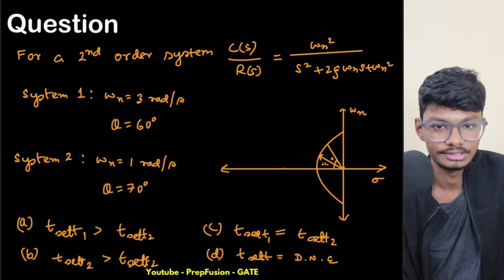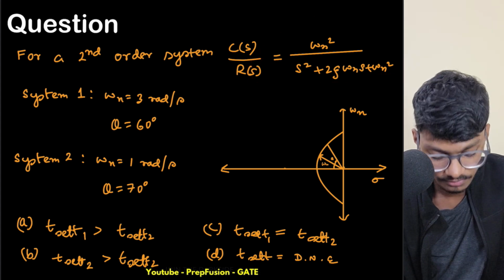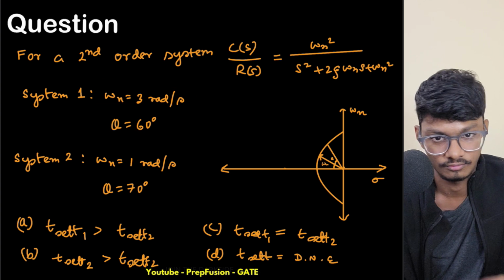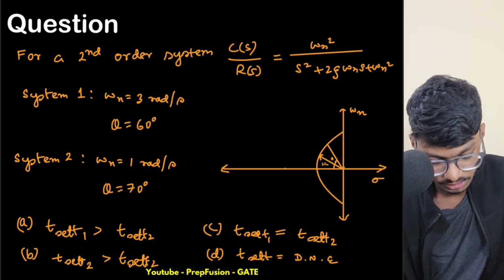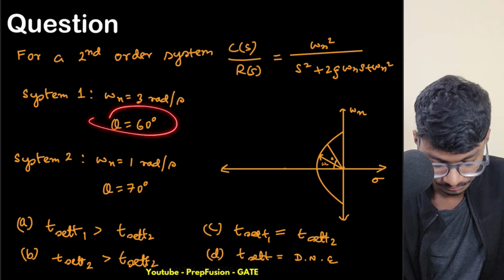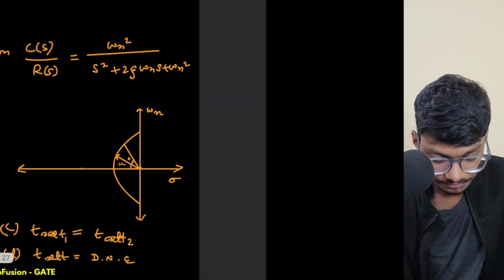The next question is again simple. Basically, you have been given a standard underdamped system, and you have been given the parameters omega n and theta. From theta we can find zeta. Theta is basically the angle from the negative real axis, so remember the definition of theta. Two systems are given and you have to comment on the settling times.